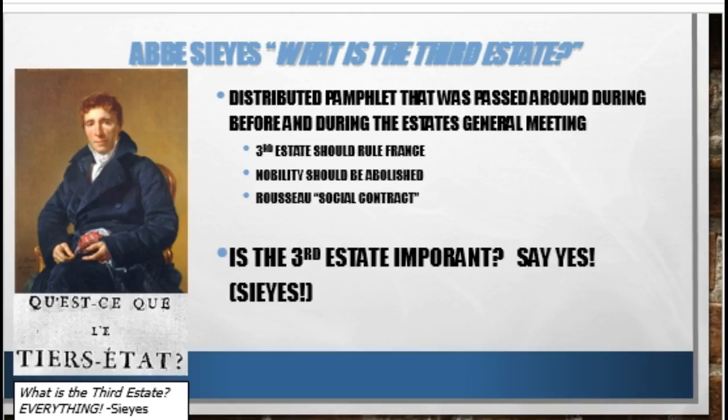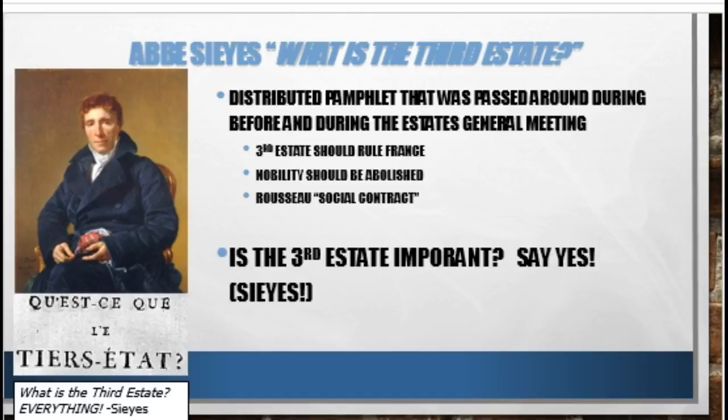Abbé Sieyès, What is the Third Estate? One of the representatives, Abbé Sieyès, had published and distributed a pamphlet called What is the Third Estate? And what he declared and claimed is that the Third Estate should technically rule France. He stated that the nobility should be abolished, and he believed that the Third Estate represented the vast majority of French society. So that's why he said, what is the Third Estate?